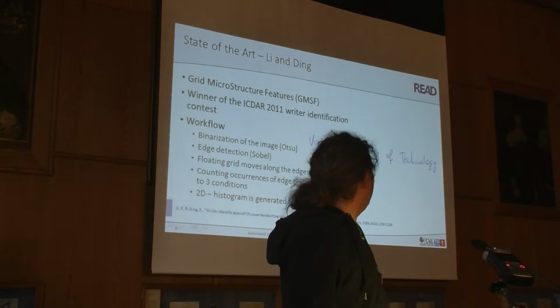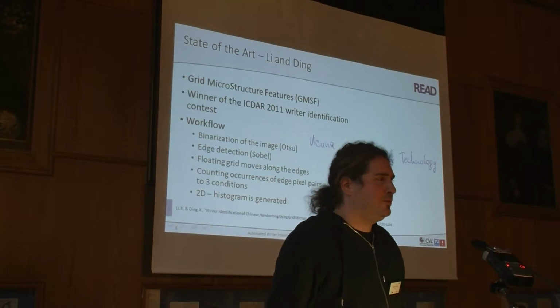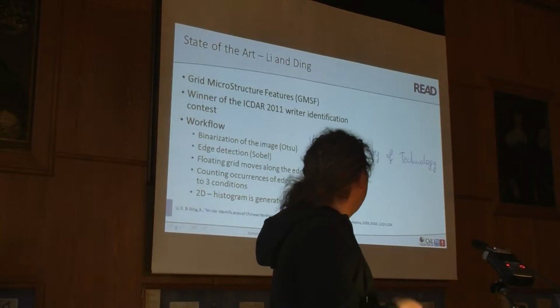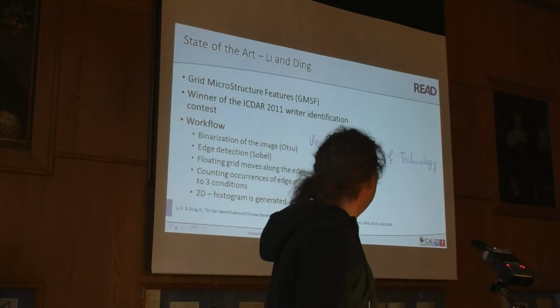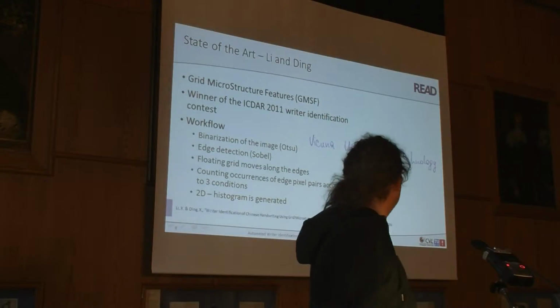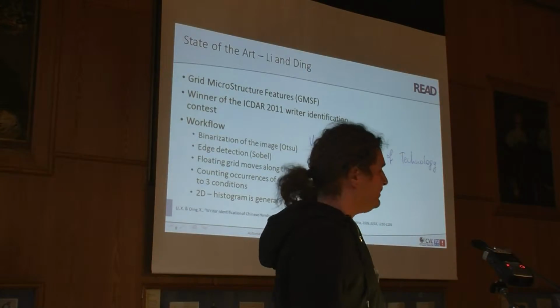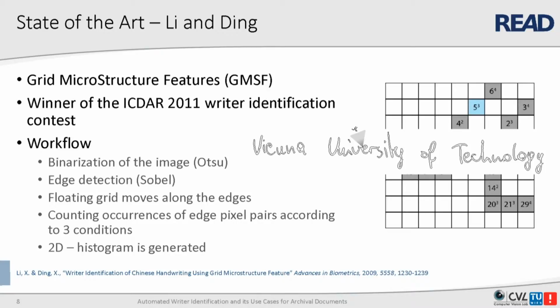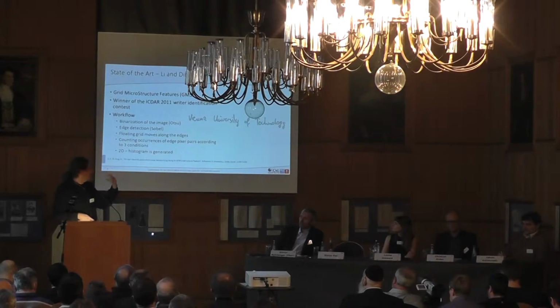For example, Li and Ding, they introduced the grid microstructure feature. Actually, this method was the winner of the ICDAR 2011 writer identification contest. And as workflow, they have here a text written. So the first thing they are doing is they binarize it, and then they are looking for the edges. So they make a simple edge detection method, and then they analyze only the edge pixels.